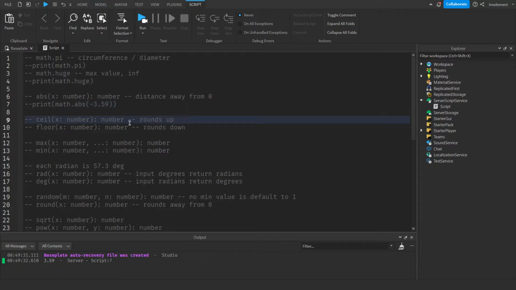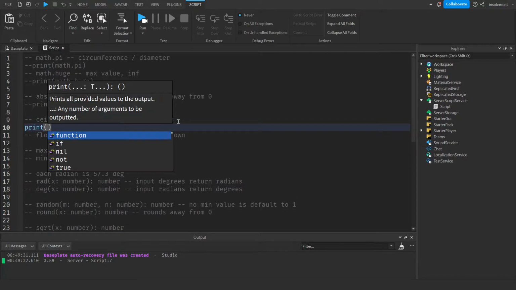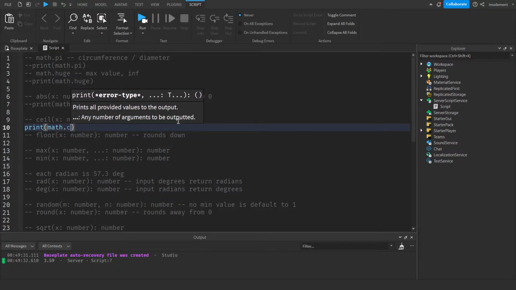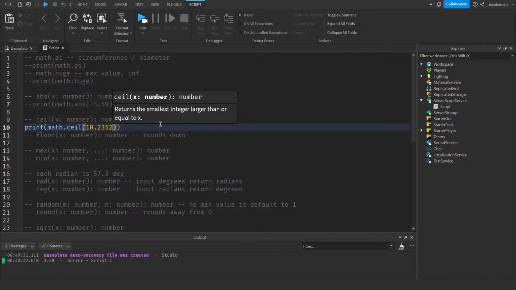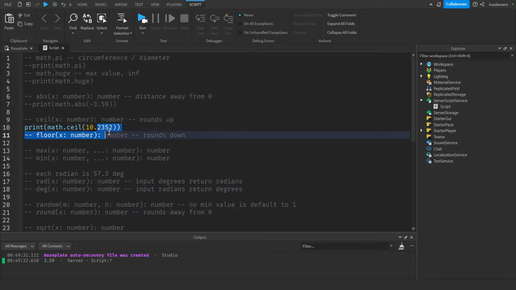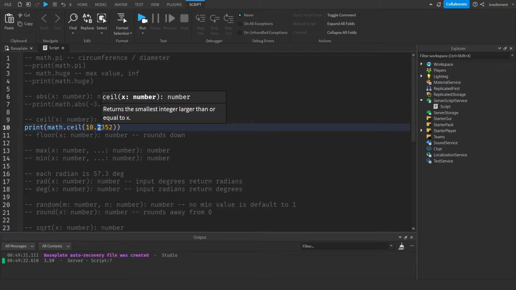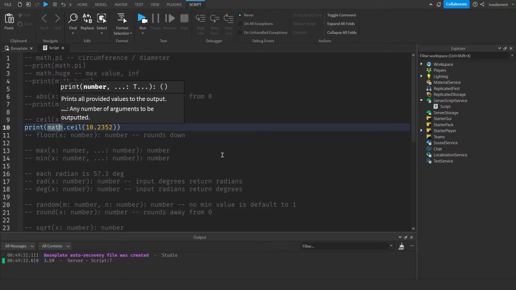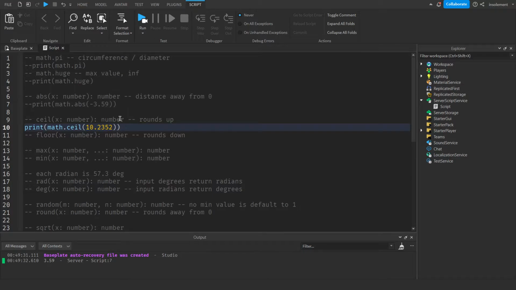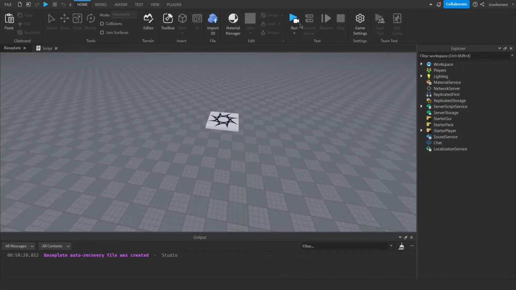So math.ceil takes in a number, returns us a number, but it rounds up, right? So if we were to print math.ceil, so let's do 10.2352. So in rounding rules, you always look at the number after the decimal point. If it's a 5 or greater, you round up. If it's a 4 and less, you round down. But it does not matter with ceil because it always rounds up. So if we were to print this, it would return to us 11. Just like that.